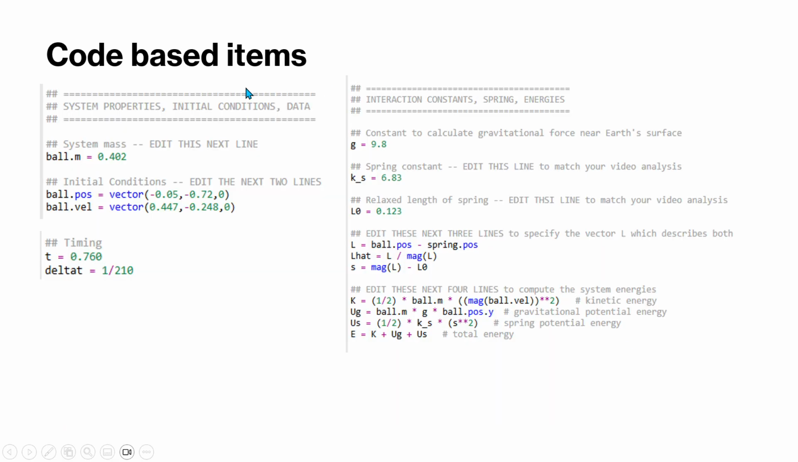And now, if we look at our code-based items, so these are initial properties. Mass was found to be 0.402. The position, velocity, time, which was also on the previous slides. Gravity, k of s, L naught. And these are formulae. L is equal to ball dot position minus spring dot position. L hat, s. Then these are kinetic energy, gravitational potential energy, and spring potential energy, along with the total energy formula. These are all derived earlier.